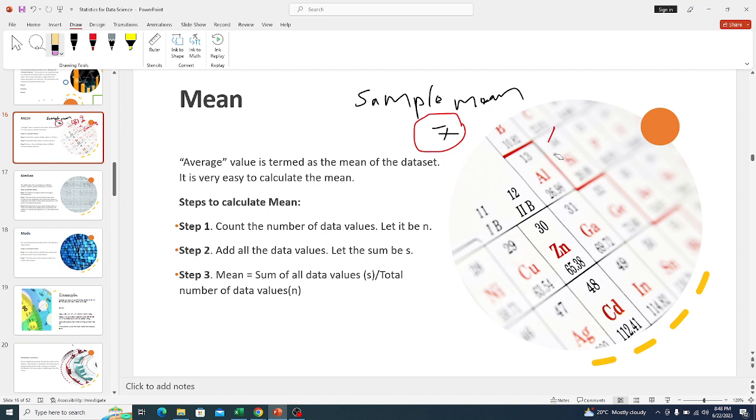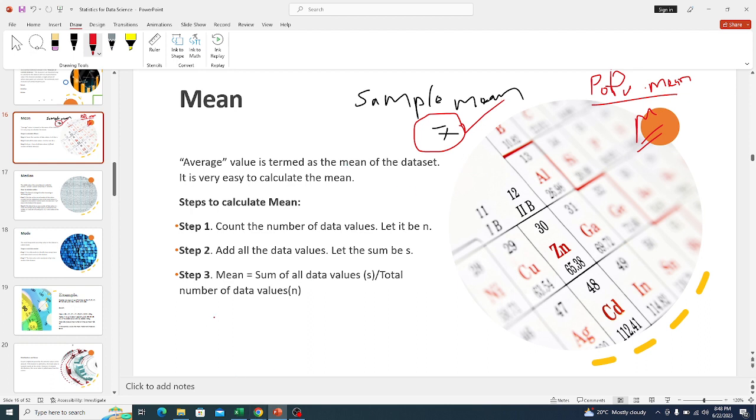What about population mean? We also have population mean. Population mean is denoted by mu. We use mu to denote population mean. All right. So in this case, I'm going to illustrate how we can calculate a sample mean.